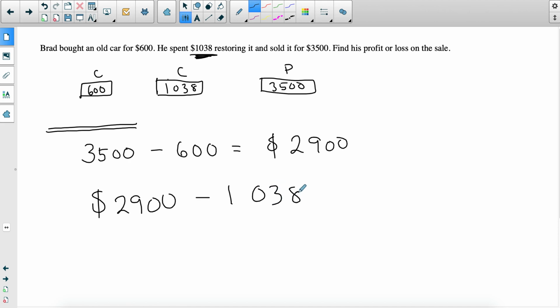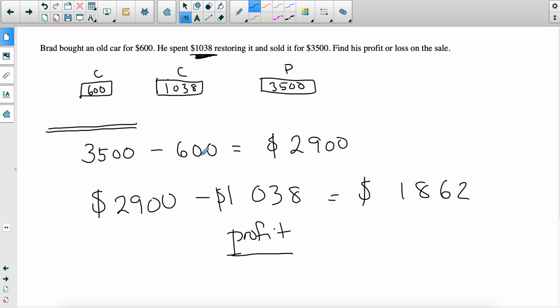And this is how much it cost him to restore it. And so he's left with an actual profit of 1,862. And make it clear that it's a profit. Now, if it gave us a negative answer, then it means he made a loss. And that is why I mentioned the use of the same formula in the beginning. If it gave you a positive, it's a profit. If it gave you a negative, it's a loss.